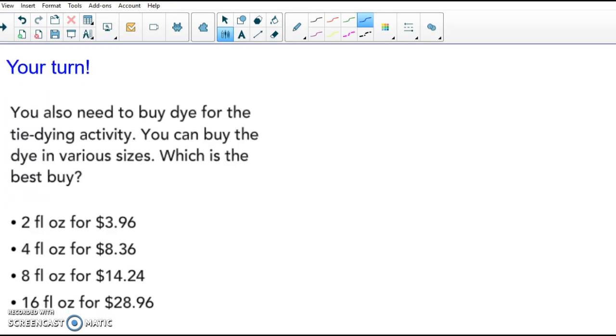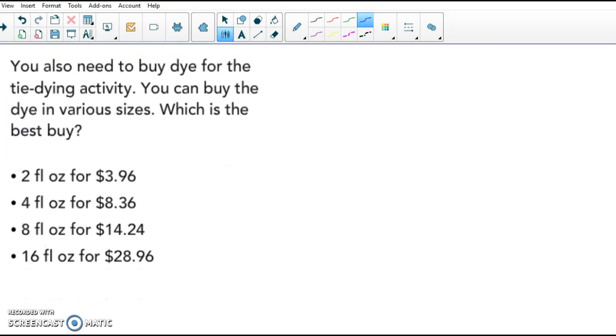Let's look at one last chance for you to practice using unit rates. So this time we're looking for the dye for our tie-dyeing activity, but we can buy it in various sizes, which is the best buy. So again, as you're setting these up, make sure that you put money on top because we want to know the cost per one fluid ounce. We don't want to know how many fluid ounces we can buy per dollar. It's a lot more helpful to know the cost per 1 ounce.